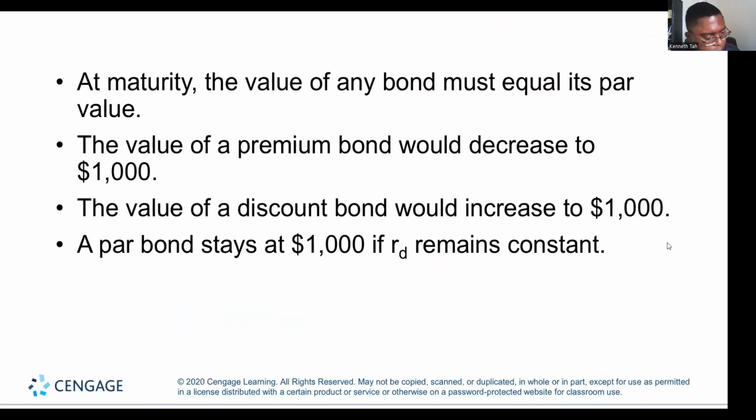So this establishes some of the things we just mentioned. At maturity, the value of any bond must equal its par. The value of a premium bond would decrease to its par. The value of a discount bond is going to increase towards its par. The par bond stays at par if the yield to maturity remains constant. Okay.